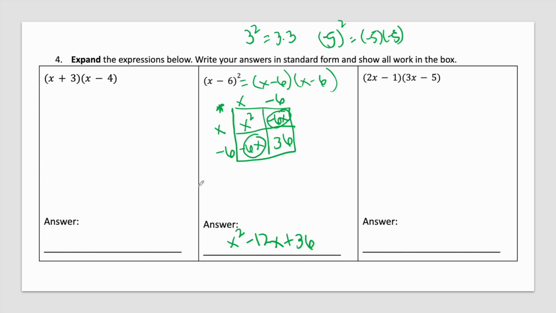So again, I'm just going to help you set up this one over here. It doesn't matter which one I put on top or which one I put on bottom, but I'm going to make a box of 4 because I have 2 things in this first parenthesis and 2 things in the second parenthesis. 2x and negative 1, 3x and negative 5. Try this guy on your own and see if you can come up with the correct answer. Pause the video, and then I'll throw up the answers for the left one and the right one.